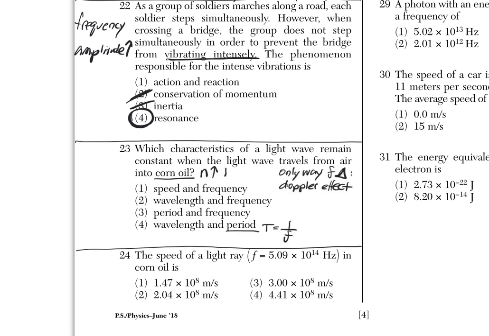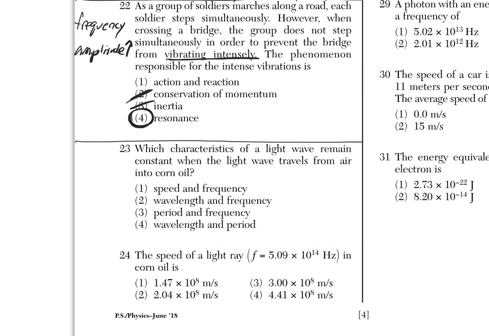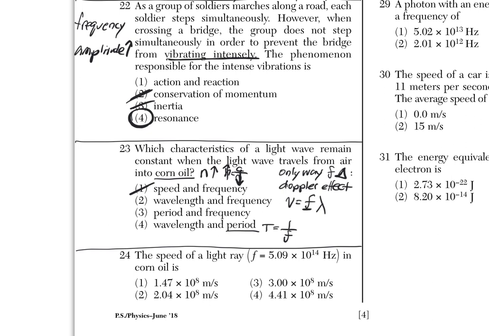index of refraction increases and n equals c over v. So if the index goes up, the speed goes down. So if the light wave goes into corn oil, its speed will not stay the same. So speed is not an answer. And the frequency will stay the same, but since v equals f lambda, if the frequency stays the same but the speed decreases, then the wavelength also needs to decrease. And so wavelength does not stay the same, wavelength changes.